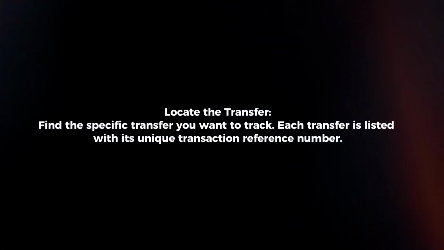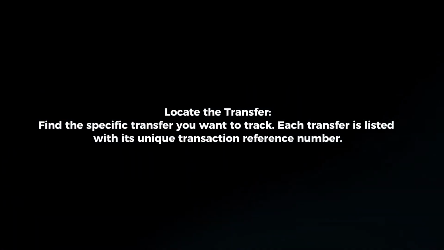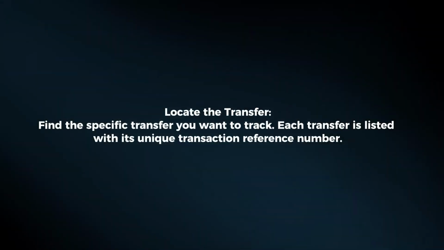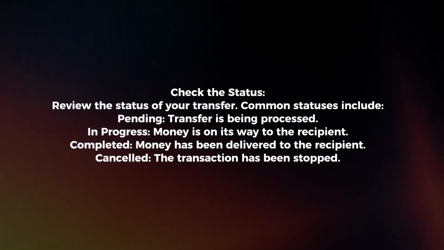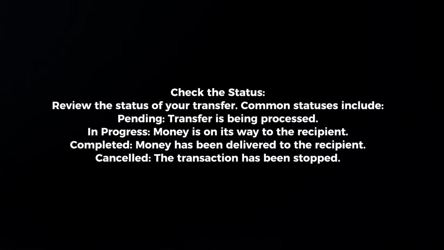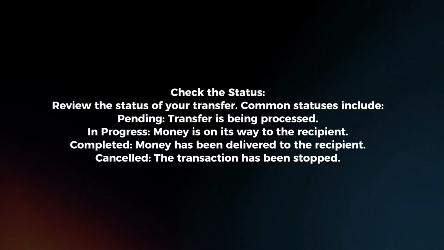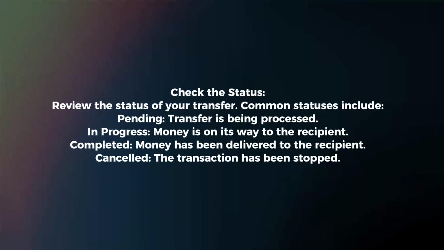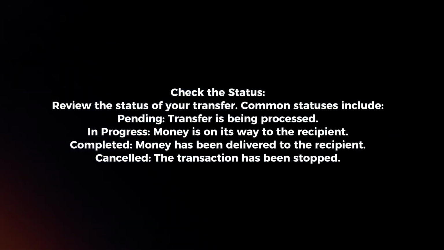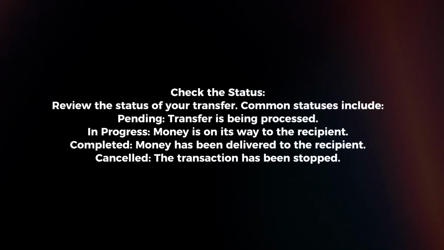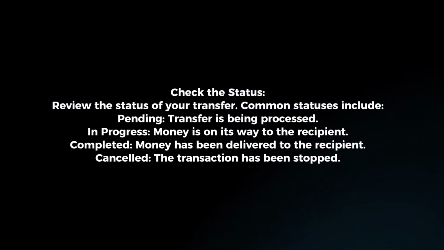Locate the transfer. Find a specific transfer you want to track. Each transfer is listed with its unique transaction reference number. Check the status. Review the status of your transfer. Common statuses include pending, transfer is being processed; in progress, money is on its way to the recipient; completed, money has been delivered to the recipient; cancelled, the transaction has been stopped.